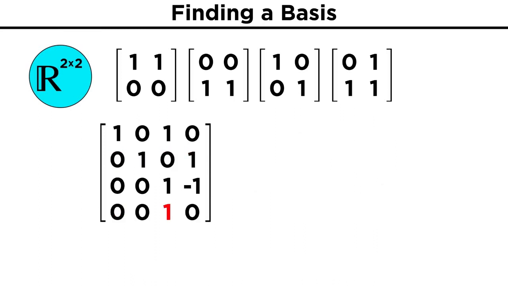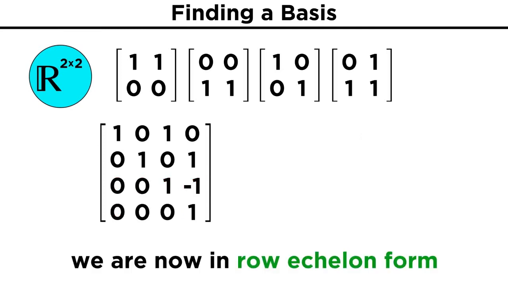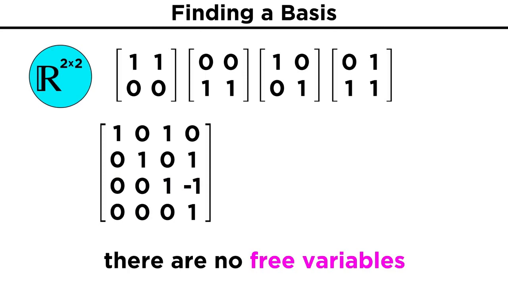And then we can get rid of this other 1 in the third column of the fourth row if we subtract the third row from the fourth. And this will leave us in row echelon form. We are left with no free variables in this form. All the diagonals have a leading 1.